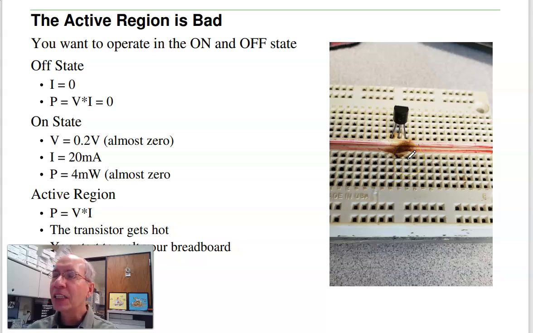In the active region, you're dissipating heat. This transistor is not designed to dissipate heat. If you did that, it's going to get hot and you start melting your circuit board. So if you see these melt marks on the board, they're actually pretty common. That's somebody that tried to operate a transistor in the active region. So try not to do that.